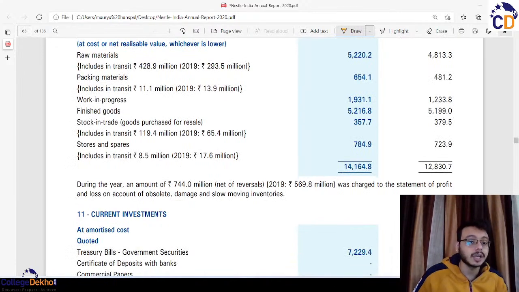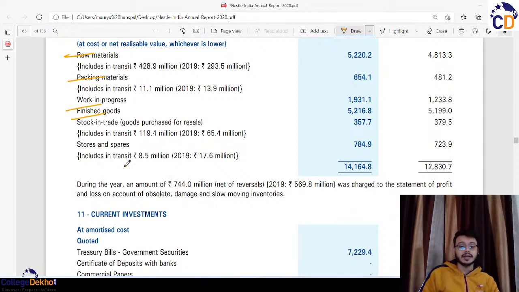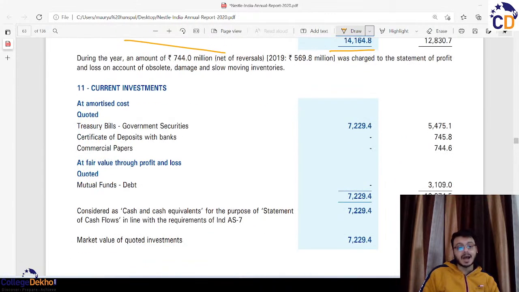Then they have talked about inventories, what was included in the raw material, and they were following the FIFO method, which we studied at the start. Packaging, finished goods, they are taking into consideration and calculating the sum. Plus the current investments you have at amortized cost, quoted and unquoted.